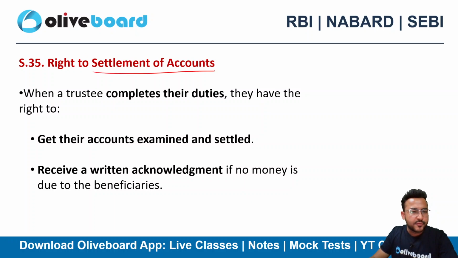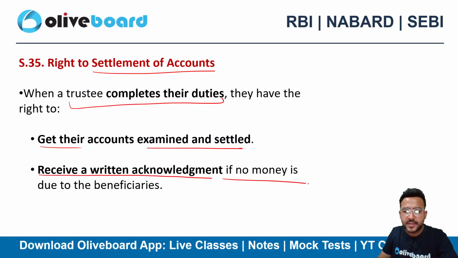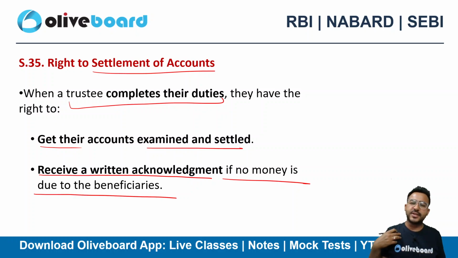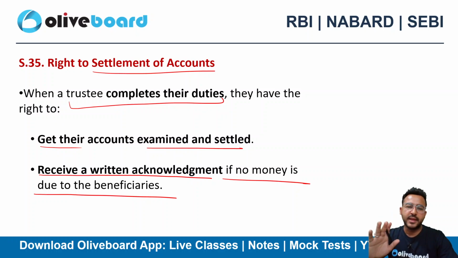Right to settlement of accounts. Now trustee completes their duty. When a trustee completes their duty, he has the right to get their accounts examined and settled, and to receive a written acknowledgement that no money is due to the beneficiaries. Now as a trustee, I have a right to receive a written acknowledgement that I have disbursed all the money to the beneficiaries. Now nothing is pending at my end, right? That's my right.